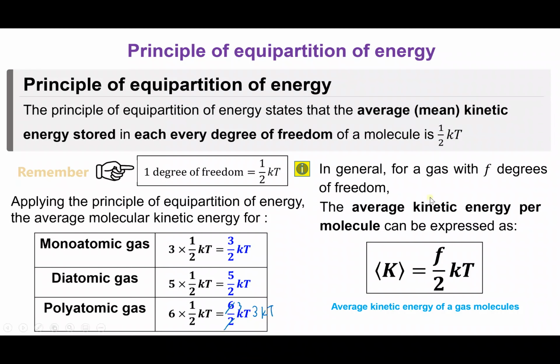Okay, in general for a gas with F degree of freedom, the average kinetic energy per molecule can be expressed. Ingat tadi yang sebelum ni kita cerita tentang translational, just linear kinetic energy. Yang ni kita consider rotational, kita consider linear. So ini adalah average kinetic energy by considering the degree of freedom. So the formula is K equals to F/2 kT. So F ni adalah degree of freedom, which is yang I suruh you ingat 3, 5, 6. So 3 untuk mono, 5 untuk di, and 6 untuk polyatomic gas. Okay.